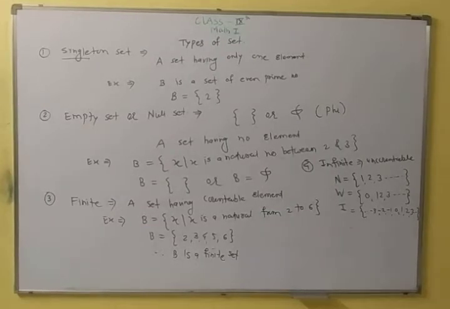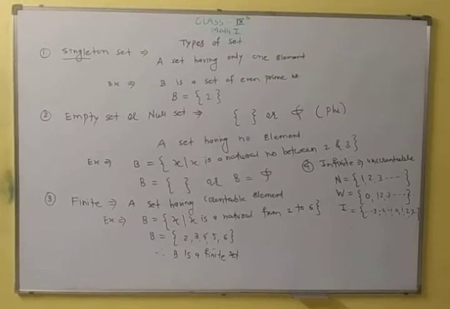The set of natural numbers is an infinite set because natural numbers are infinite. N is equal to 1, 2, 3, and so on. Therefore, this is an infinite set. W is the set of whole numbers and starts from 0, 1, 2, 3, up to infinity. Therefore, W is also an infinite set. The set of integers is also infinite: minus 3, minus 2, minus 1, and 1, 2, 3 and so on. All these sets are uncountable, so these are infinite sets.